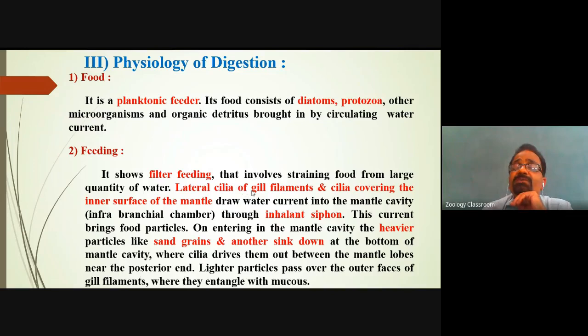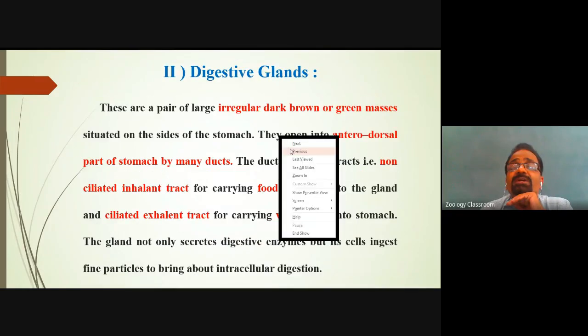The lateral cilia of the gill filament and the cilia covering the inner surface of the mantle draw a water current into the mantle cavity. You already know the mantle is the lining inside the shell, called the mantle or mantle lobe. Now where does the water current come from? Through the inhalant siphon, and it goes to the infrabranchial chamber. Where is this infrabranchial chamber? Let's go back and I will tell you.